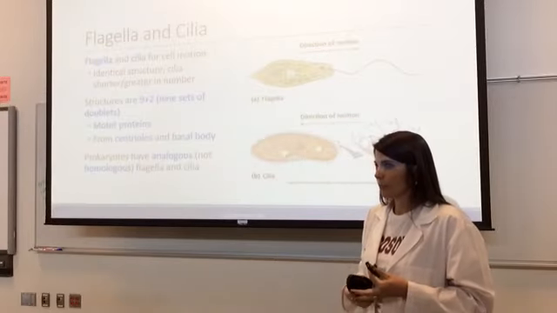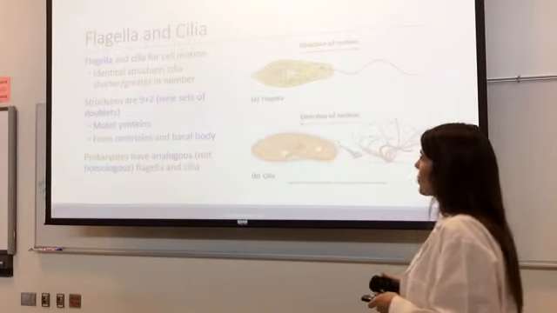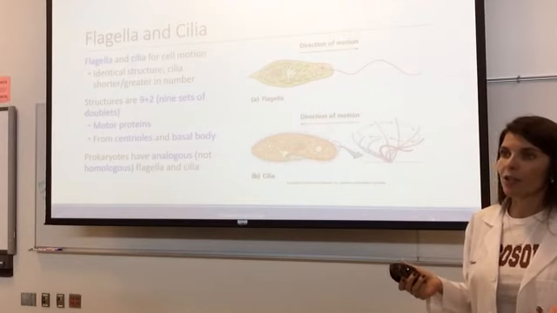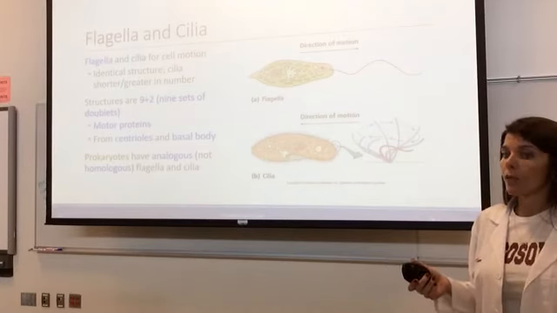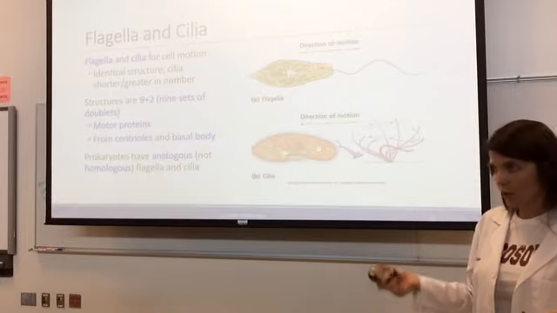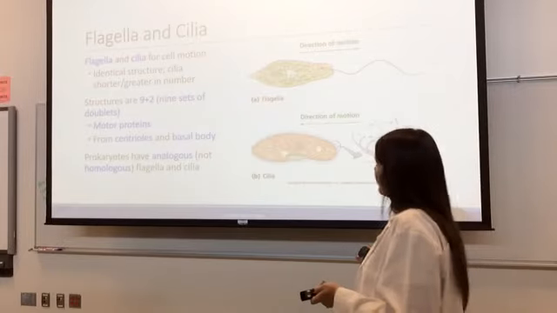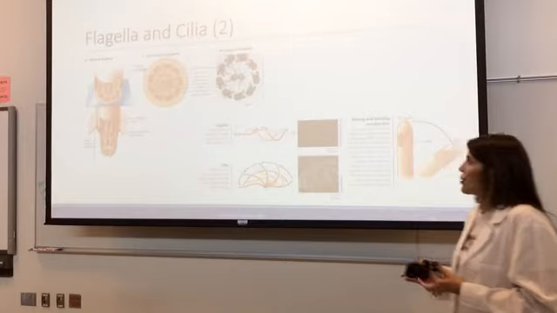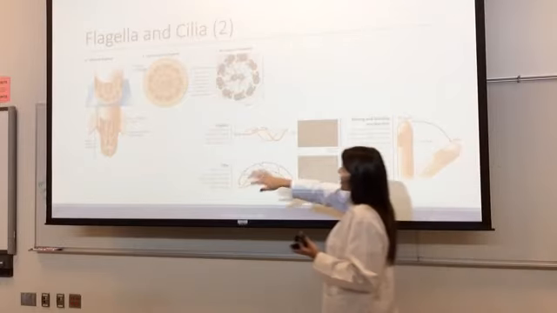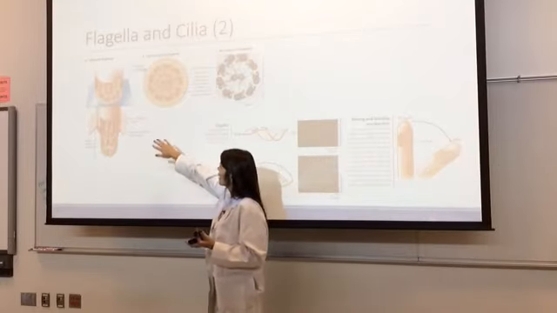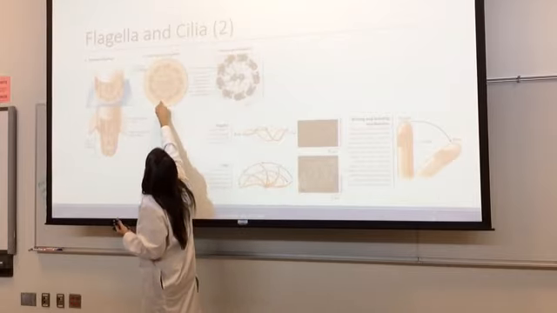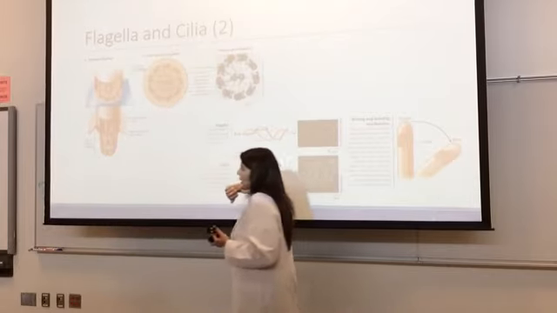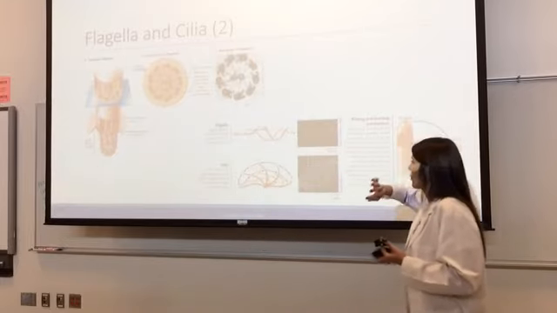Everybody clear on that? So on this statement where it says prokaryotes have analogous flagella and cilia, that means that they have the same function, just a different structure. And this shows you the difference up close. It shows you that it's an extension of the microtubules. Here's my 9 sets of 2 for flagella and cilia. These centrioles are 9 sets of 3.